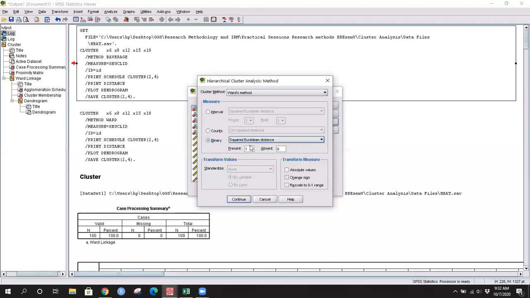Right now your data has interval, so you're going to click on interval data, and I'm employing squared Euclidean distance. And then transform values. So see, transform values means do you want to normalize your data set on a common scale? Common scale means you're going to standardize it on the basis of, say, Z scores. You remember Z scores are nothing but the standardized scores via normal distribution.